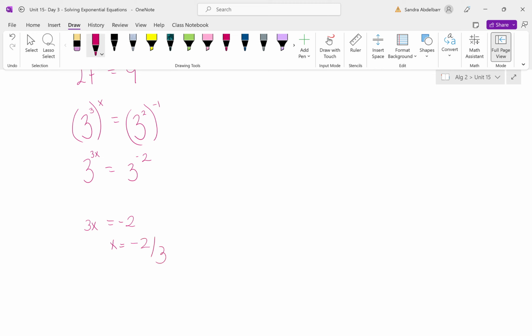Is it okay for our exponent to be negative? Yes. Absolutely. It's okay for an exponent to be negative. Base can't be negative, though. Yes, in this scenario, the base couldn't have been negative. Yeah, that means you understand. Good. All right, last one.